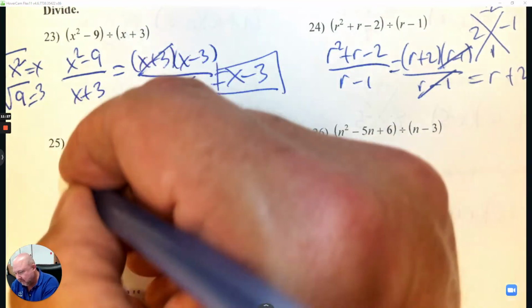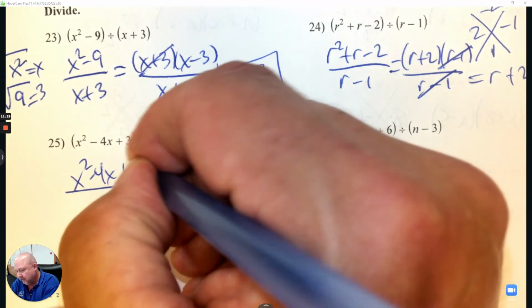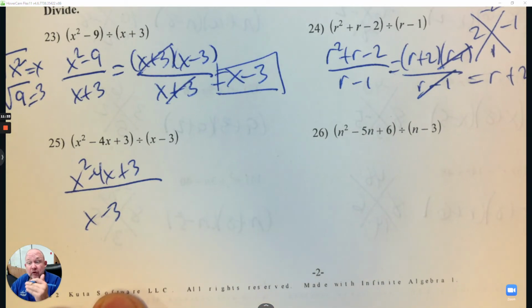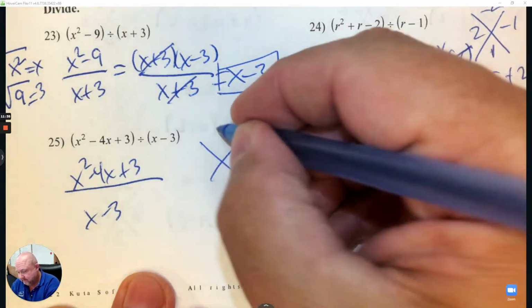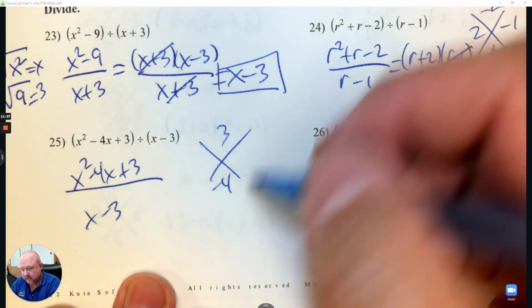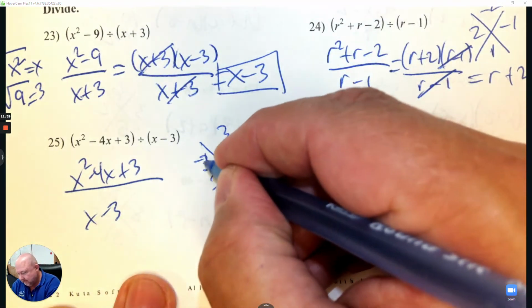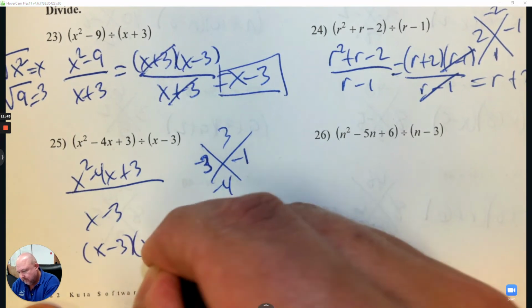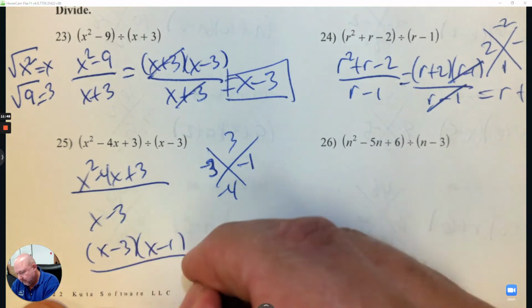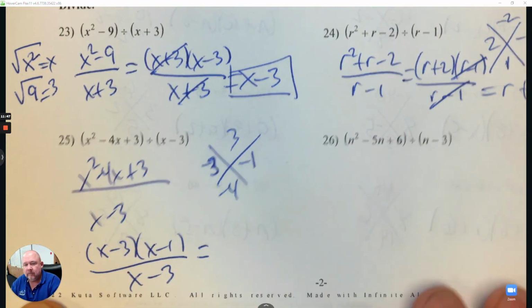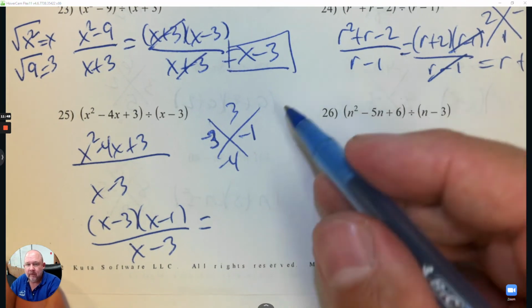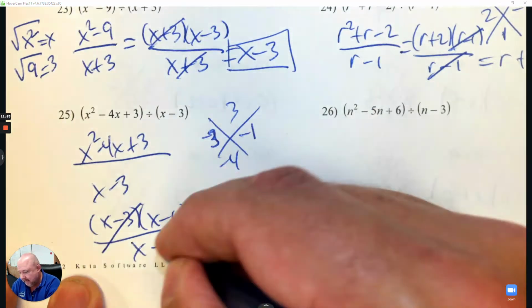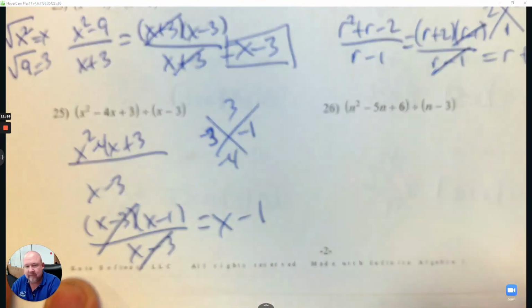All right, write a fraction. X squared subtract 4x plus 3 over x minus 1. Look at the numerator and factor it. So the two numbers here are negative 3 and negative 1. So two numbers that multiply to 3 and add to negative 4. And then x subtract 3 divides out, and you have your answer.